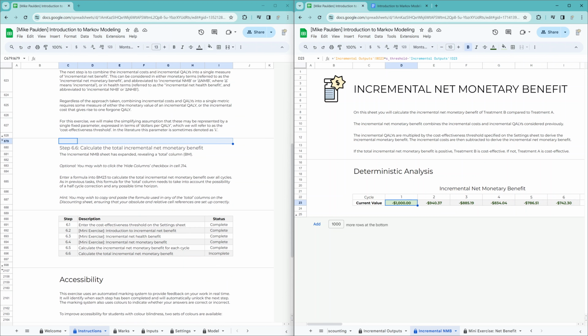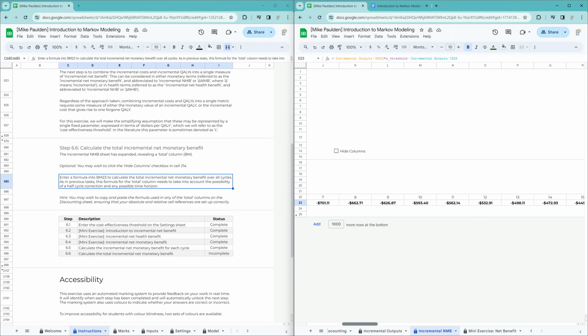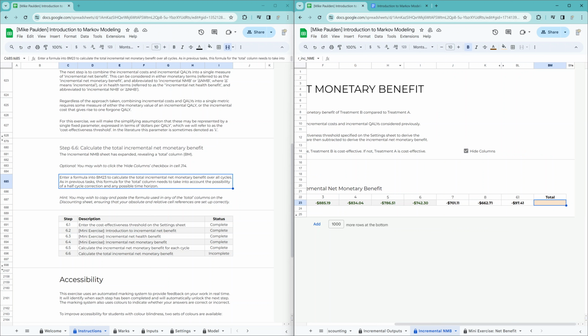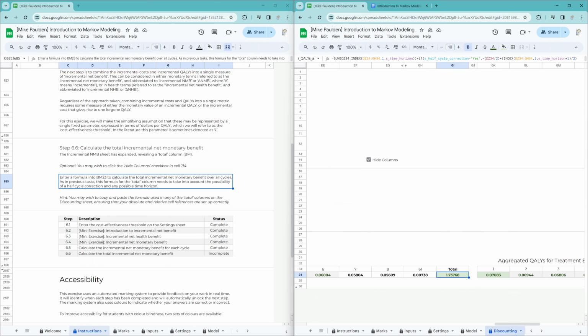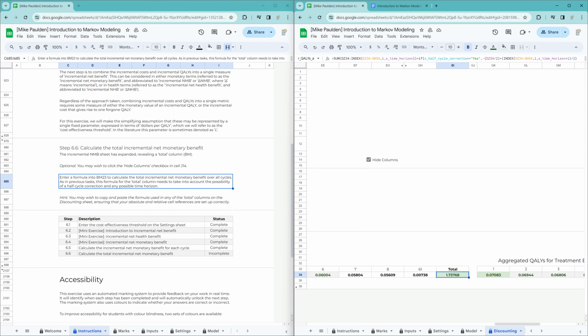Okay, so we're now on to step 6.6. Calculate the total incremental net monetary benefit. So we enter a formula into BM23, and again we've got all of these cycles. I'm going to just press the hide columns button to hide most of them. And we do need to account for the half cycle correction, and so we can either spend our time trying to figure that out, or we can just go back to the discounting sheet. Any one of these, like this one here, the aggregated qualities for treatment A, let's just copy that. It accounts for the half cycle correction.